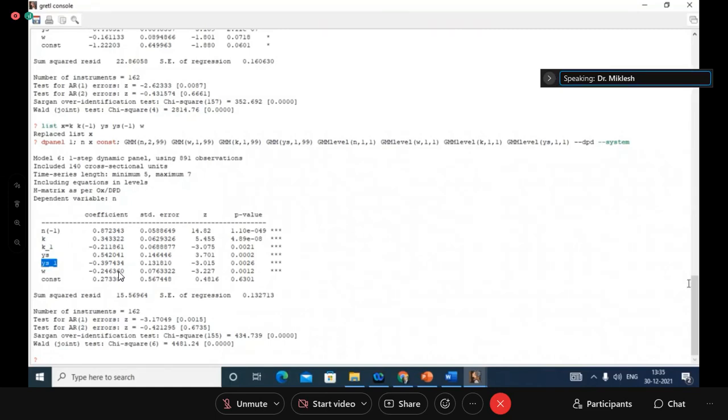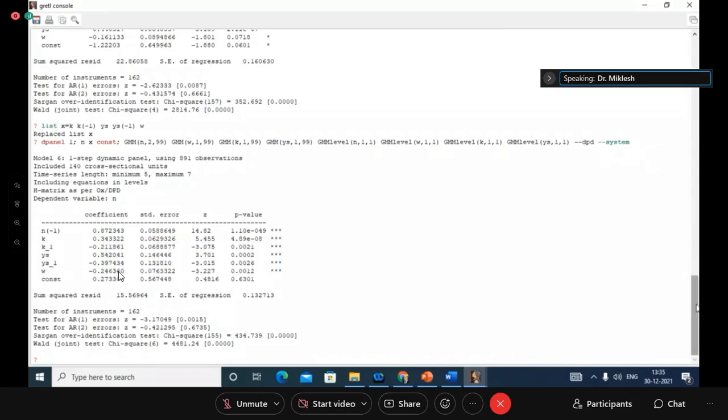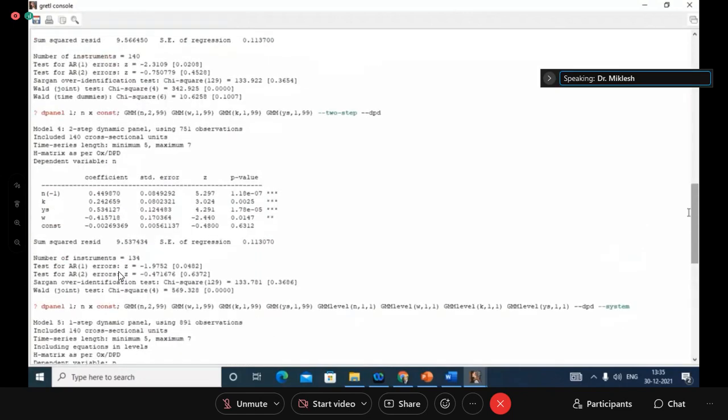In case your conditions are matching or violated, you can't say only my IDV has to be K, YS, and W. You have to do permutation and combination so that you may get all the conditions matched.